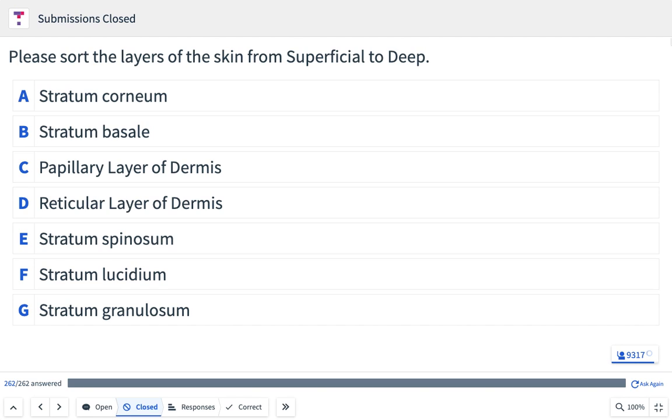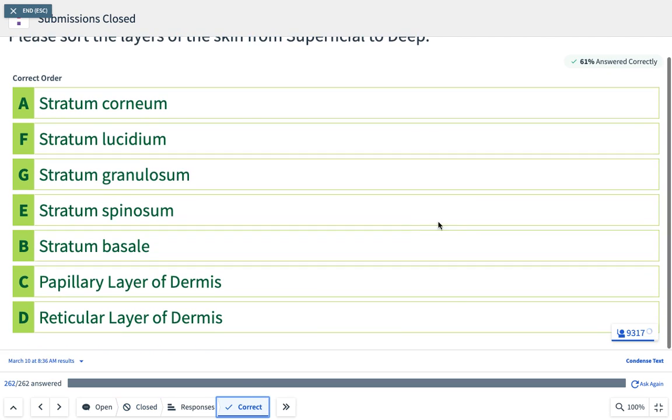And now we're going to move on to the 2 layers of the dermis. The most superficial layer of the dermis is the papillary layer. And then deep to that is the reticular layer of the dermis. So in terms of what it should look like, this is the correct order for that question, from superficial to deep.